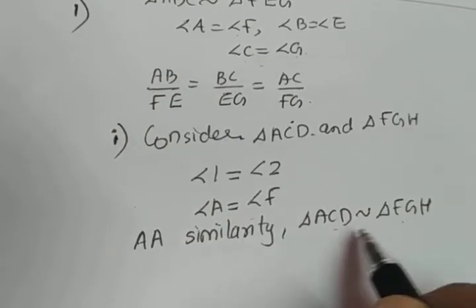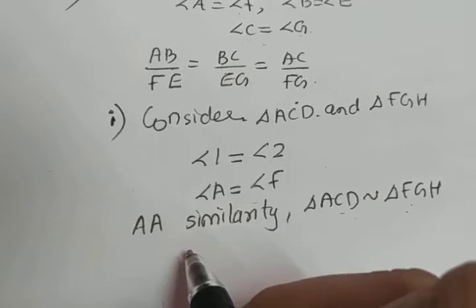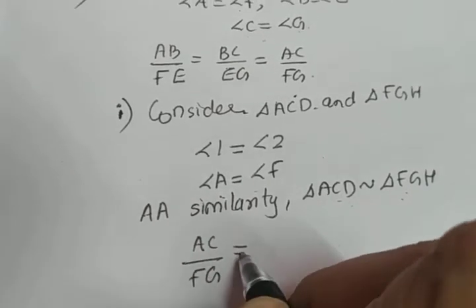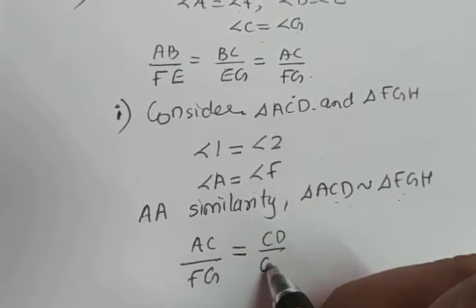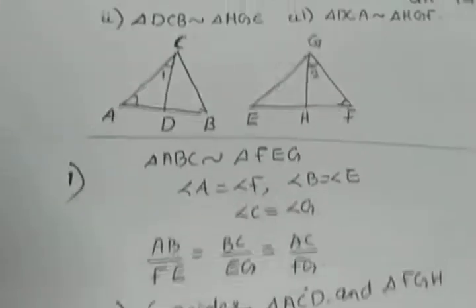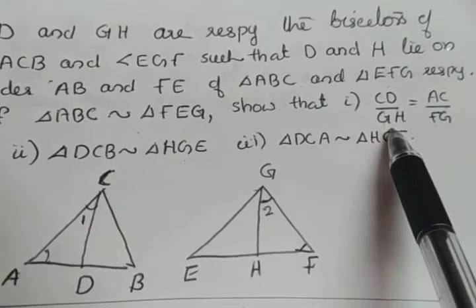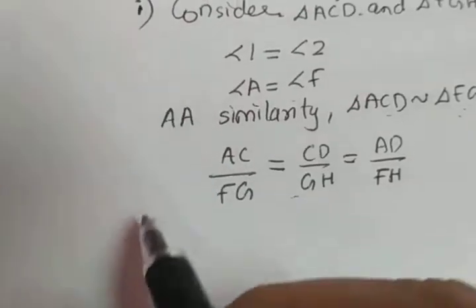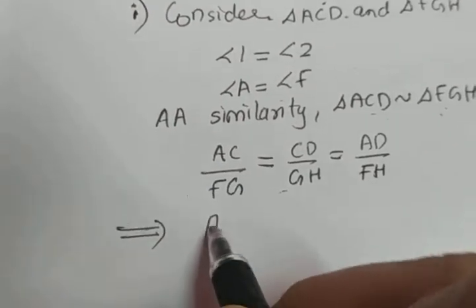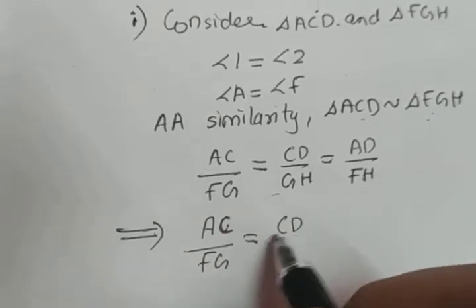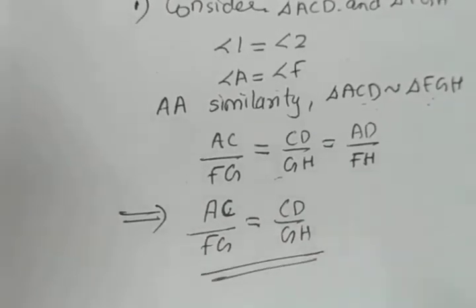Since these two triangles are similar, we can write the ratio of the sides as AC by FG is equal to CD by GH is equal to AD divided by FH. What we require is CD divided by GH is equal to AC by FG. Just rewrite it again: AC divided by FG is equal to CD divided by GH. So this completes the first part.